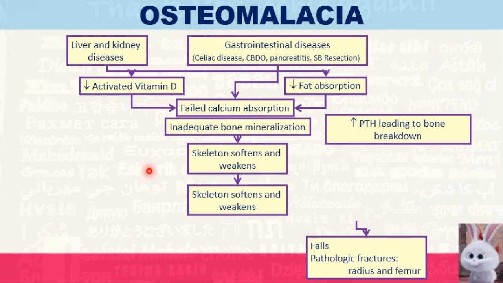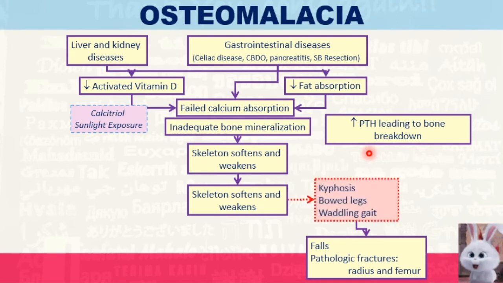And what hormone will try to compensate for the decrease of your calcium? That will be your parathyroid hormone. And the increase of your parathyroid hormone will cause bone breakdown. It would tell the bone, hey, bone, release some calcium. Okay, and with that, that would lead to bone demineralization. So there is inadequate bone mineralization or bone demineralization. So what happens to bone? Bone would become soft and weak. Okay, and then the skeleton would again soften and weaken.